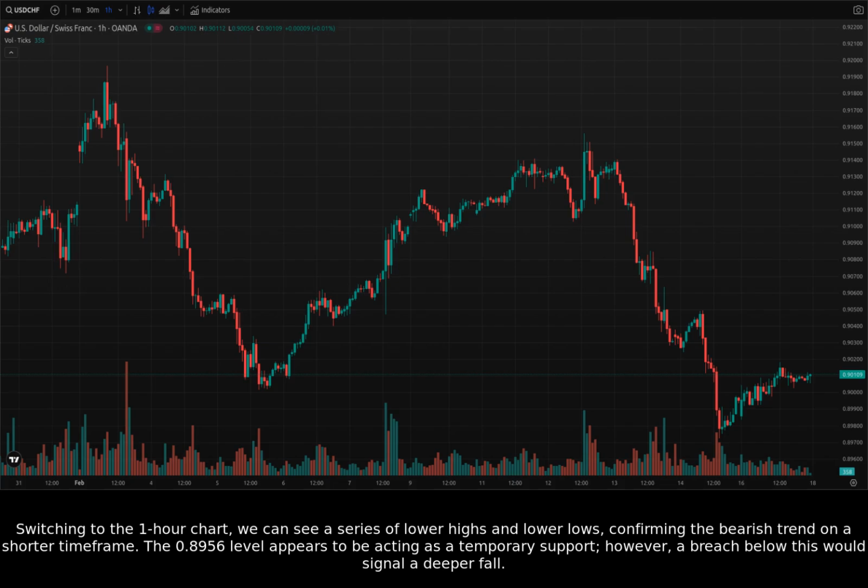Switching to the 1-hour chart, we can see a series of lower highs and lower lows, confirming the bearish trend on a shorter time frame. The 0.8956 level appears to be acting as a temporary support. However, a breach below this would signal a deeper fall.